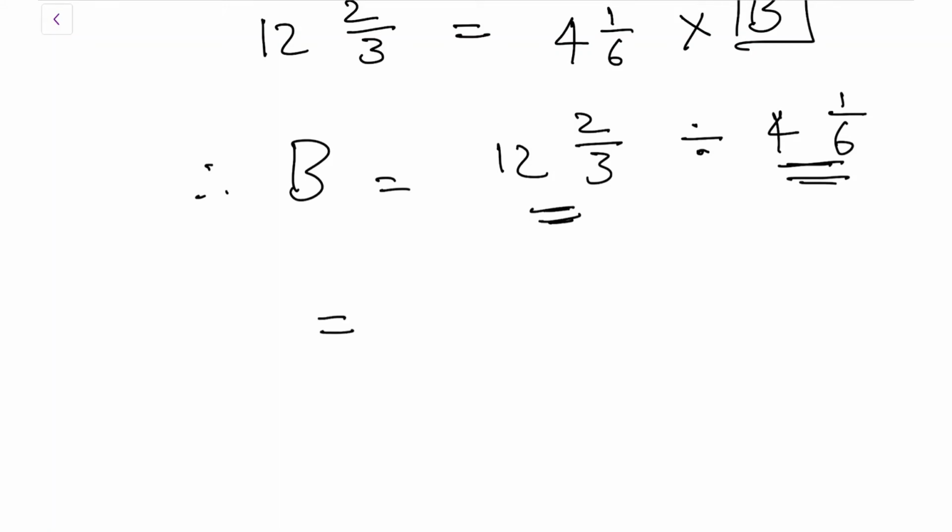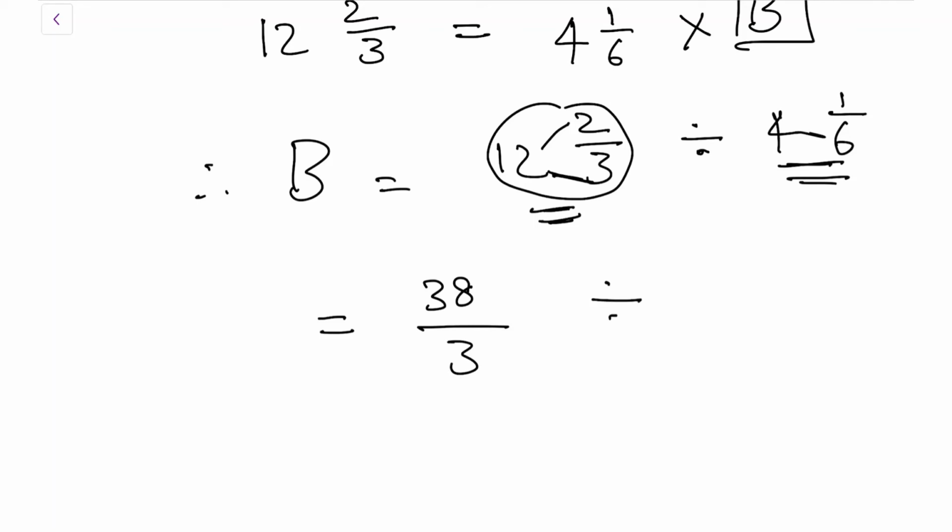First, change the mixed fraction into an improper fraction. 12 into 3 is 36 plus 2 is 38. 38 divided by 3, divided by 4 into 6 is 24 plus 1 is 25. 25 divided by 6.